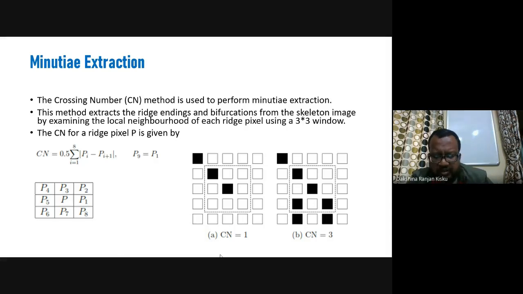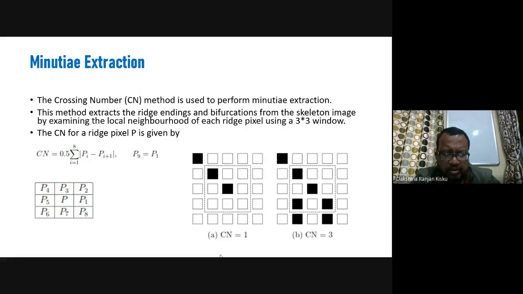Now, we can obtain the crossing number from 0 to 4. Every value calculated from this crossing number method represents some points in the fingerprint. When we get the crossing number 0, here 0 means the isolated point.